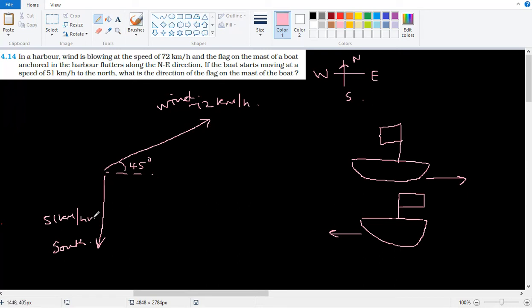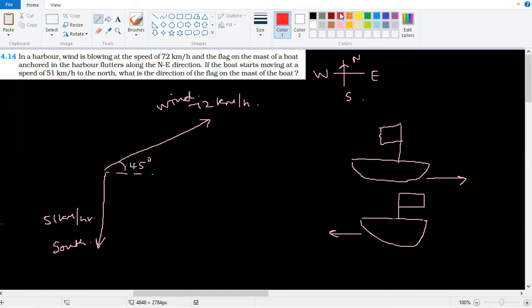What is the direction of the flag on the mast of the boat? So that means due to the movement, it is going to experience something this way, and due to the wind, it is going to experience something this way, which means what will be the resultant? Like, is this going to be a type 1 or type 2? So type 2.